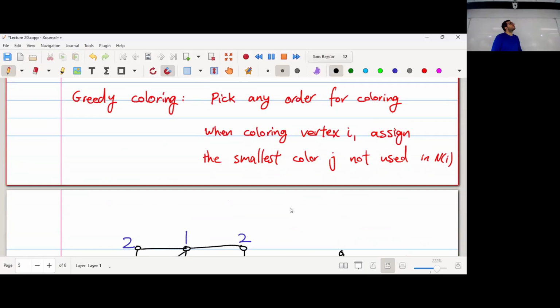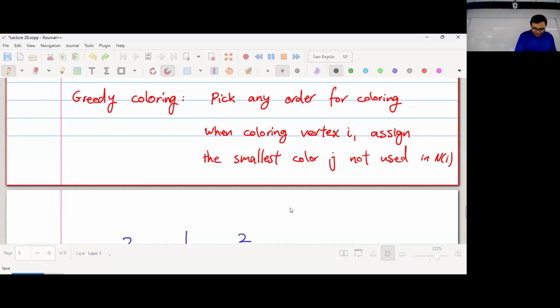Stars? No. For a star, I only need 2 colors, right? We have complete graphs as well, right? So if I have a complete graph on n vertices, the largest degree is n minus 1, but we've already seen that we need n colors.